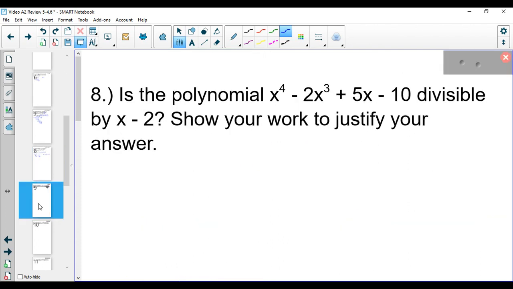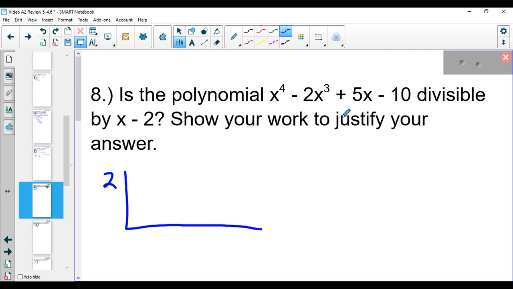All right. Number 8. Is the polynomial divisible by x minus 2? Show your work to justify your answer. Okay, so here we just have to figure out if it's divisible. So essentially divide it and see if there's any remainder. If the remainder is 0, then they are divisible. We're dividing by x minus 2, which means we can use synthetic division, put the positive 2 out there. And what's going across? Oh, there's a missing term.